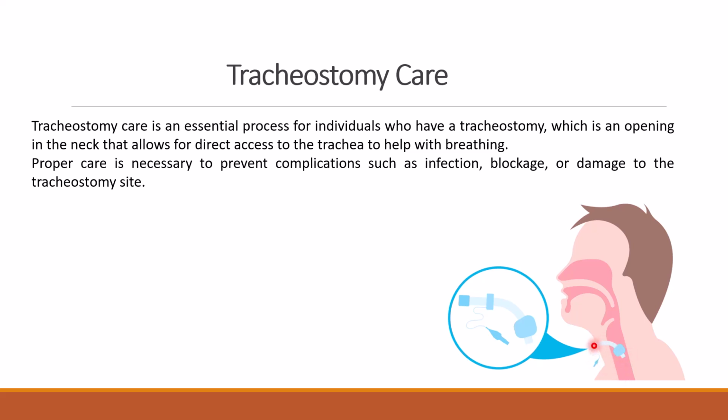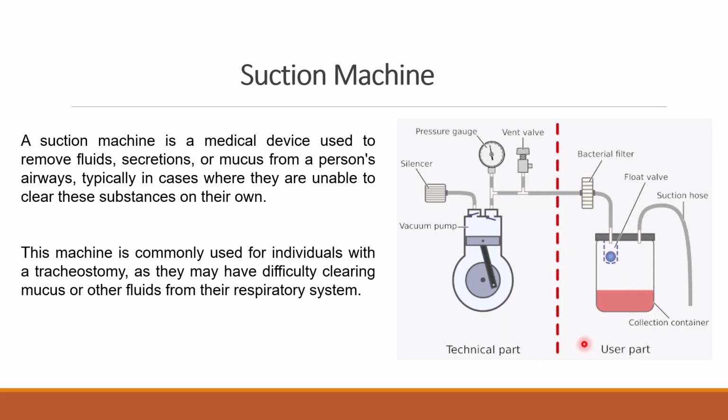And its proper care is necessary to prevent complications such as infection, blockage, or damage to the tracheostomy site. It's very important to help the patient, but it's very dangerous at the same time, because we need to take care of the tracheostomy area. Okay, so the most common device used to clean the upper airways if the patient has a problem is a suction machine.